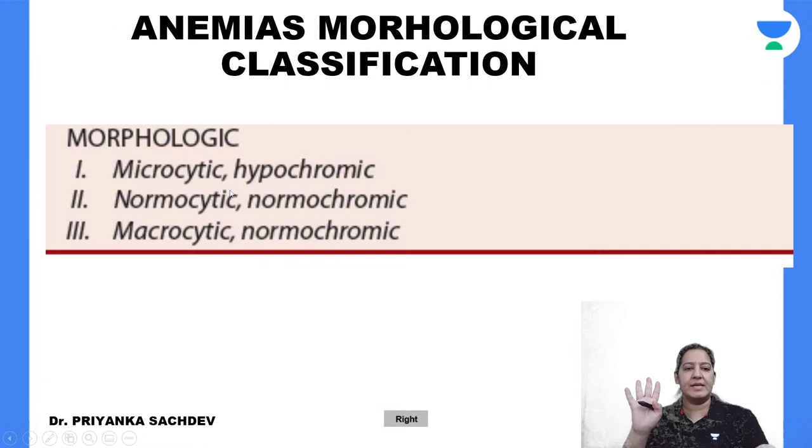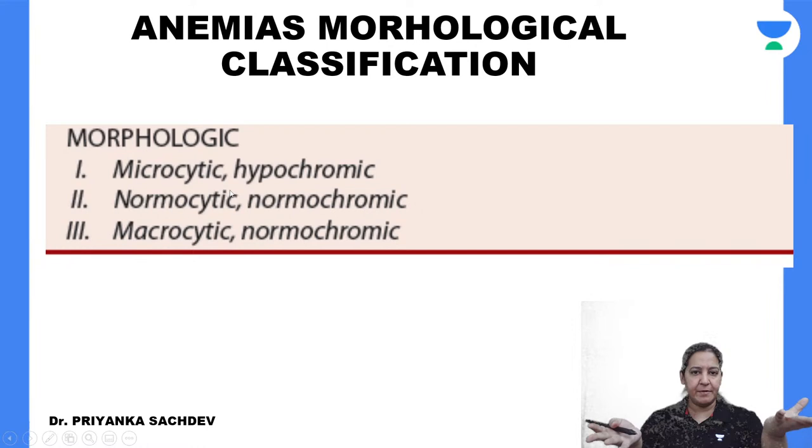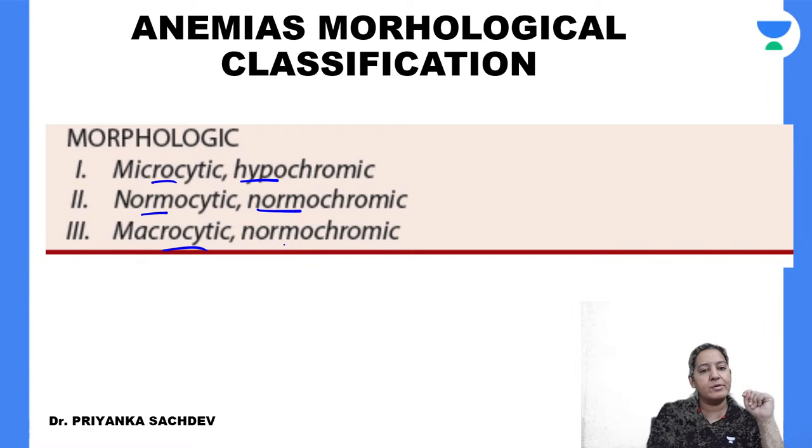The next important topic is the anemias. There are three types of anemias we all know: microcytic hypochromic, normocytic normochromic, and macrocytic normochromic. These are the three types of anemias we all know. First, give me a thumbs up. You got it till now? First, give me a thumbs up.